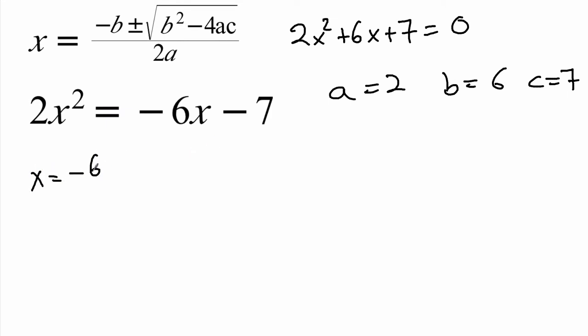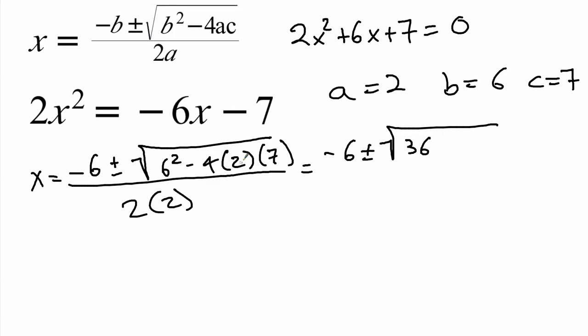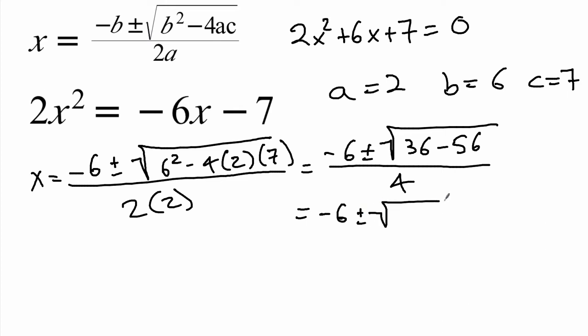So x is equal to negative b plus or minus the square root of b squared minus 4ac, all over 2a. And that's going to be equal to negative 6 plus or minus the square root of 36, negative 4 times 2 times 7 is negative 56, all over 2 times 2, which is 4. Okay, then if we simplify this, you have negative 6 plus or minus the square root of negative 20 over 4. And so now you see we're going to have the square root of a negative number, which is an imaginary number. So that's negative 6 plus or minus i times the square root of 20 over 4.